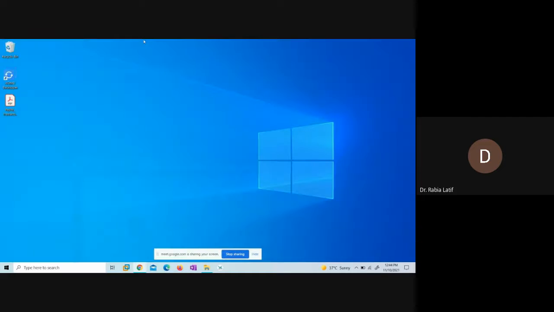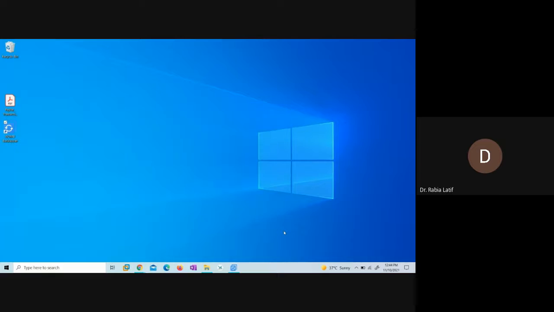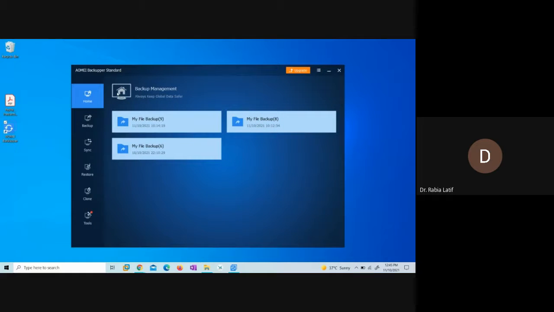For taking backup, we need this tool, AOMEI Backupper. It is again an open source tool. You can easily find it on the internet. Okay, so this is our backup management. I already took the backup of some files, so you can see those backups here. Okay, now let's start with a fresh backup.